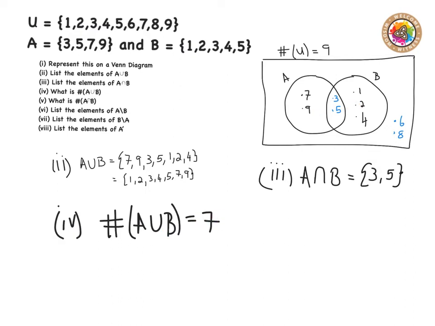Next part, part 5, asks me what is the cardinal number of A intersection B. So that's how many elements are in the intersection. Well, it's just 3 and 5, these two here, so we have 2 elements.